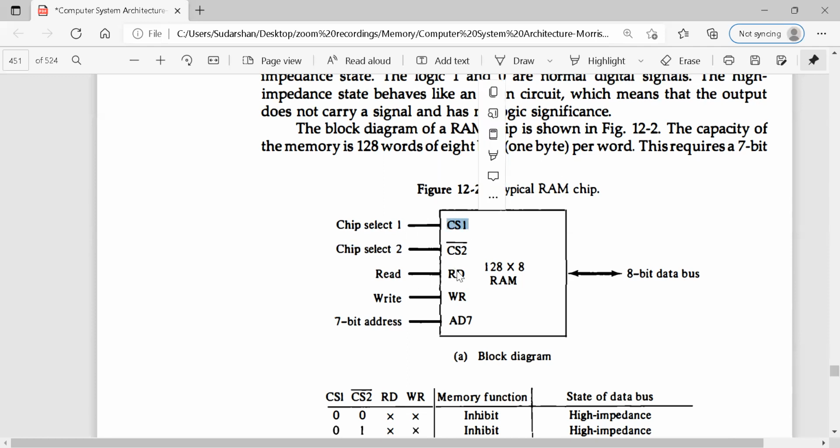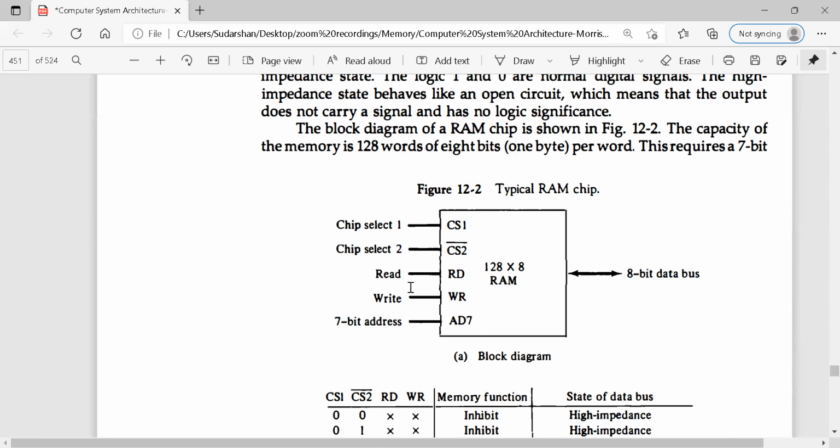The purpose of the read signal is that the read line is meant for reading, and the write line is meant for writing. The 7-bit address is to denote 128 storage locations. And of course, this is going to be an 8-bit data bus, and it is bidirectional. You can see the direction mark here. It is bidirectional, which means data flows in both directions.